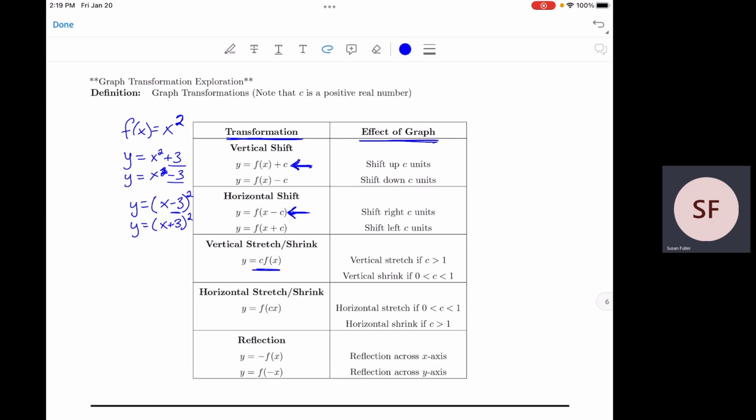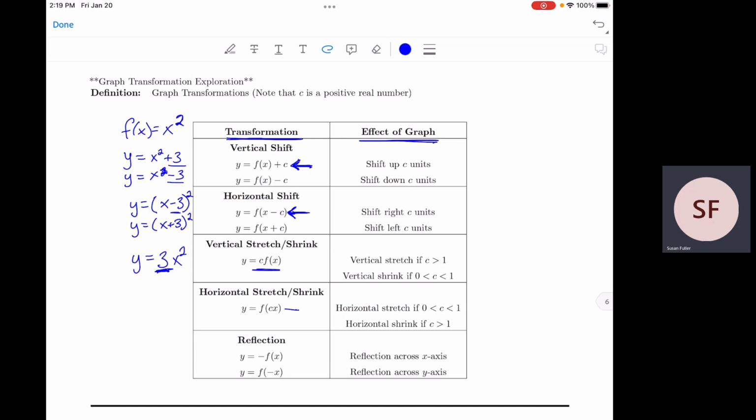Multiplying by a number outside the function gives us vertical stretching and shrinking, so y would equal 3 times x squared. This is multiplying on the outside of a function. Because this number is bigger than 1, it would vertically stretch us. It would multiply the distance from the x-axis by 3.